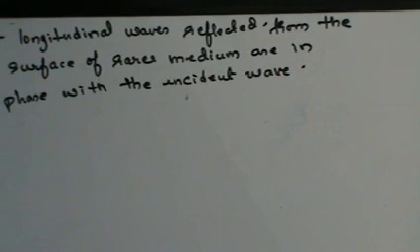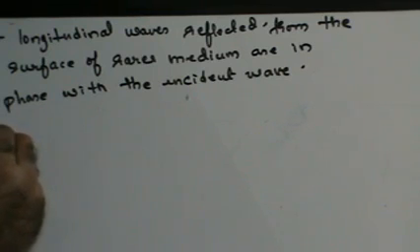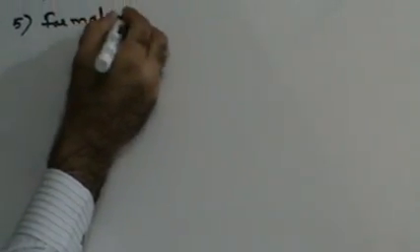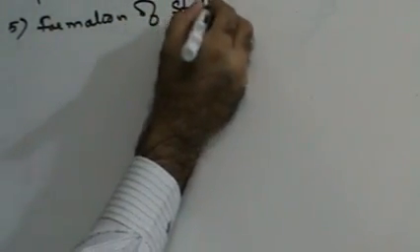Now, let's see the formation of stationary waves. I already told you how stationary waves are formed. Stationary waves are produced when two exactly identical progressive waves having the same amplitude, wavelength and speed, traveling through a medium along the same path in exactly opposite direction, interfere with each other. Right? So I can say that formation of stationary waves.